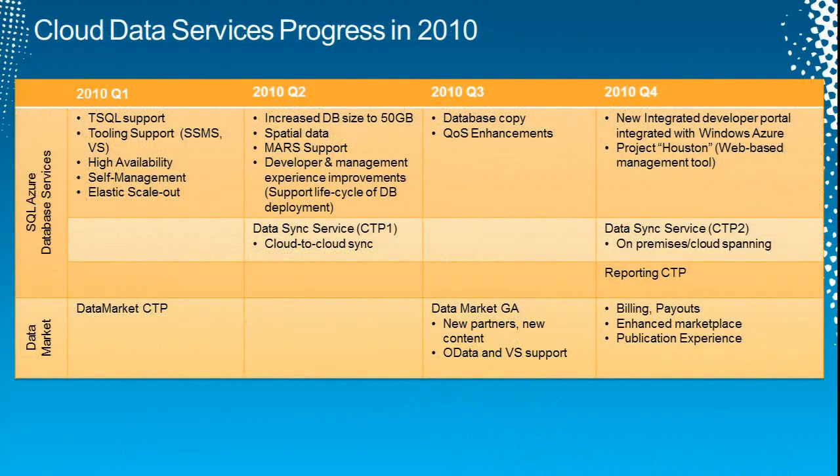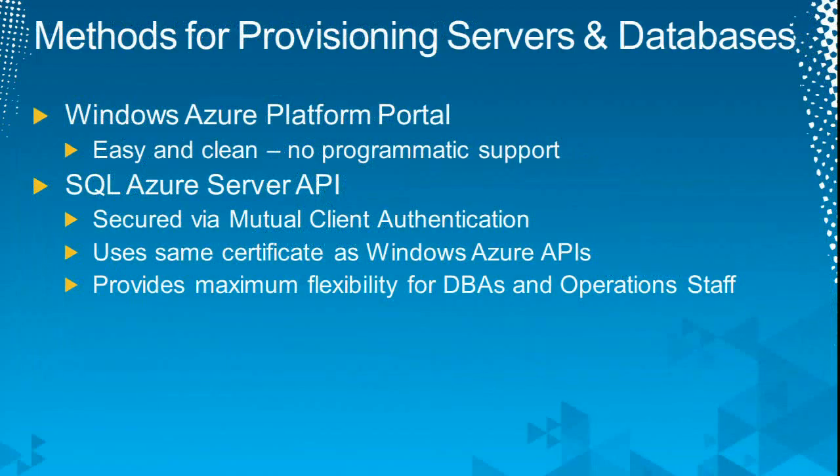Just really quickly, because this is a pretty busy slide, we made a lot of progress in 2010. Everything from additional T-SQL support to increasing the database size from 10 to 50 gigs, adding support for spatial data, MARS, database copy, some more quality of service enhancements, the new Windows Azure portal, the data sync service, which enables you to go ahead and synchronize cloud-to-cloud database or SQL Server to cloud database. It went into CTP1. CTP2 came out in Q4. We also had a CTP of Reporting Services come out this year. So enough about that, let's move forward.